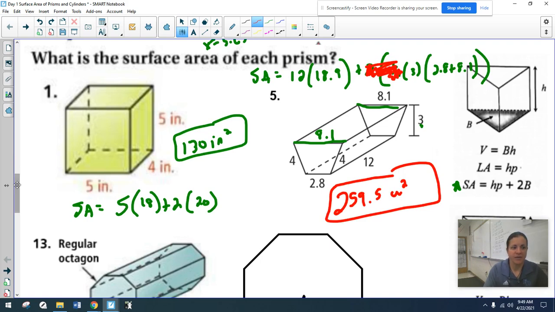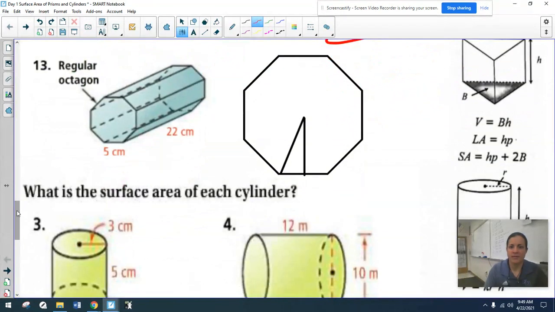Okay, I'm trying to give you a different kind of picture for each one. 13, this one down here, I threw this one in here because it's a difficult one. The reason it's difficult is because the stuff we learned last week, to find the area of a regular octagon, we have to do a little work for it. So first of all, surface area, I've got my height, which is going to connect the 2 octagons. So the 22 is my height. Since it's regular, all the sides are equal. So 5 times 8 is going to give me 40.